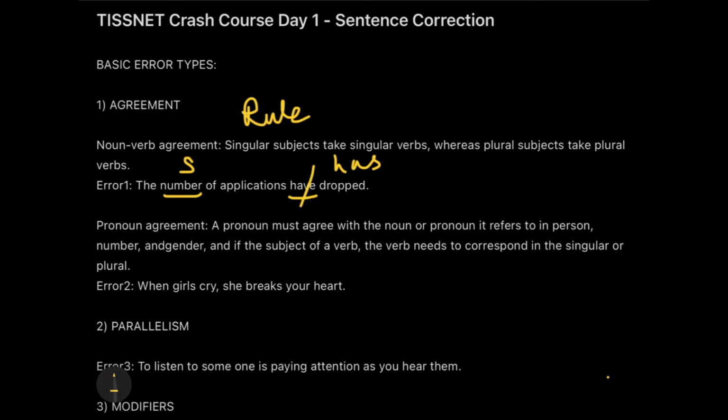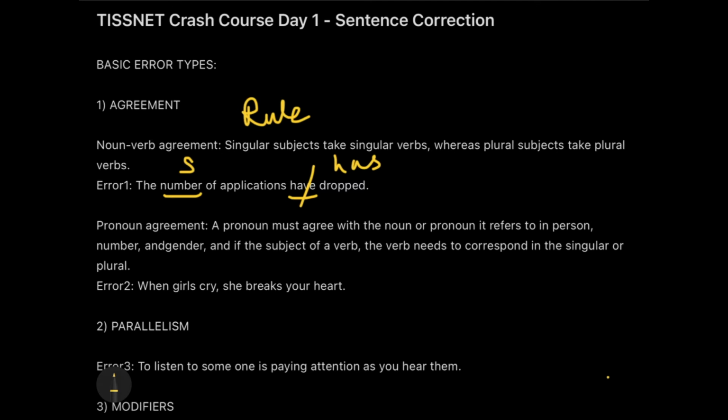Now the next type of agreement is pronoun agreement, जहाँ पर what is a pronoun? A pronoun is something which replaces a noun, like he, she, it. Now a pronoun must agree with the noun or pronoun it refers to in person, number and gender, and the subject of the verb needs to correspond in singular or plural form along with the subject. जैसे कि error number 2 है. Try to spot the error here. When girls cry, she breaks your heart.